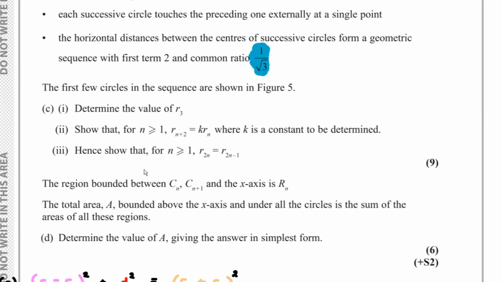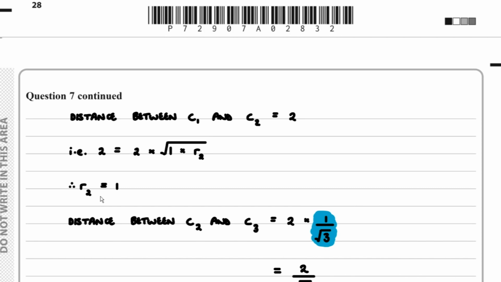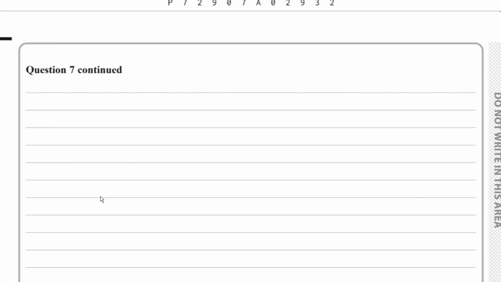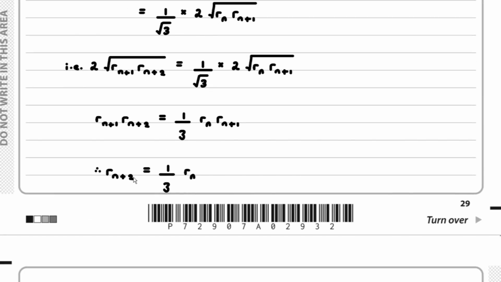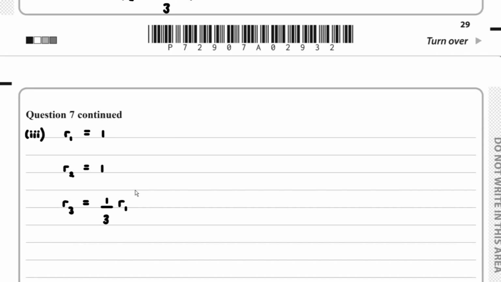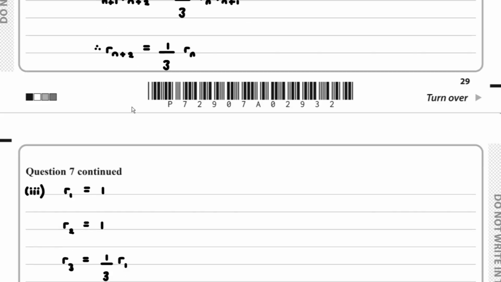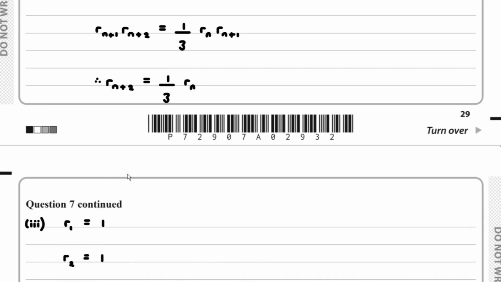For the third part, hence show that for n greater than or equal to 1, R2n equals R2n minus 1. We know that R1 equals 1 and we know that R2 equals 1. So let's write that down. Now, what we can do is use this formula here to find out what R3 is. R3 will equal 1/3 R1. So here we've got n, here we've got n plus 2. And I know what R1 is, so I've got 1/3 times by 1, which is 1/3. And R4 will equal 1/3 times by R2, again using this formula here.